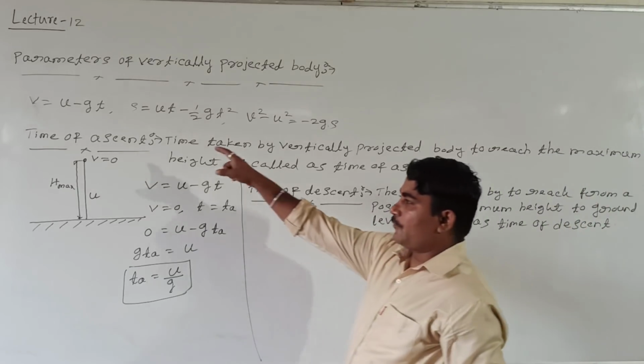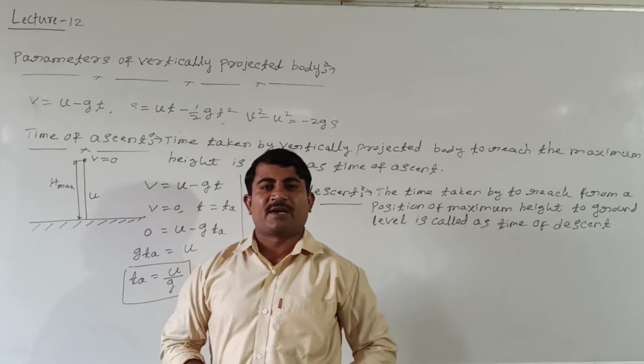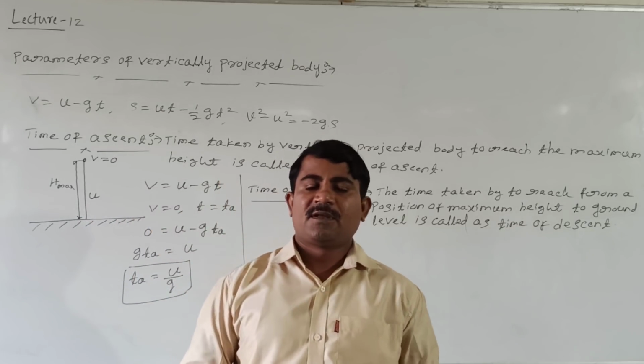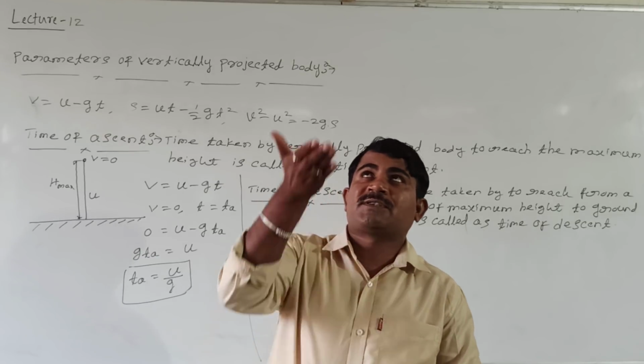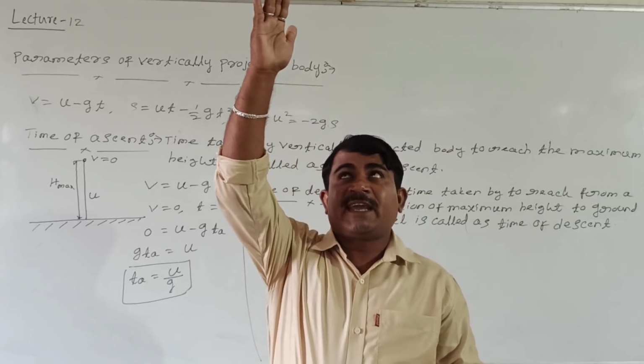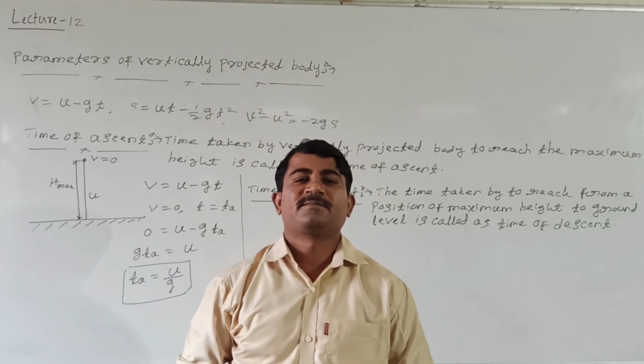I mean, from this point to reach the ground, how much time is taken? That we are calling time of descent. Experimentally, you can observe how much time is taken by the body to reach the maximum height. The same amount of time is taken to reach from maximum height to ground level.